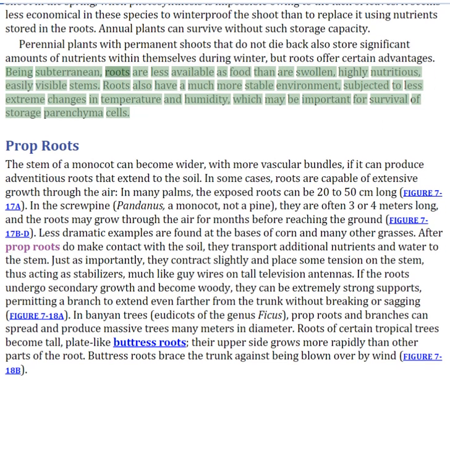Being subterranean, roots are less available as food than are swollen, highly nutritious, easily visible stems. Roots also have a much more stable environment, subjected to less extreme changes in temperature and humidity, which may be important for survival of storage parenchyma cells.